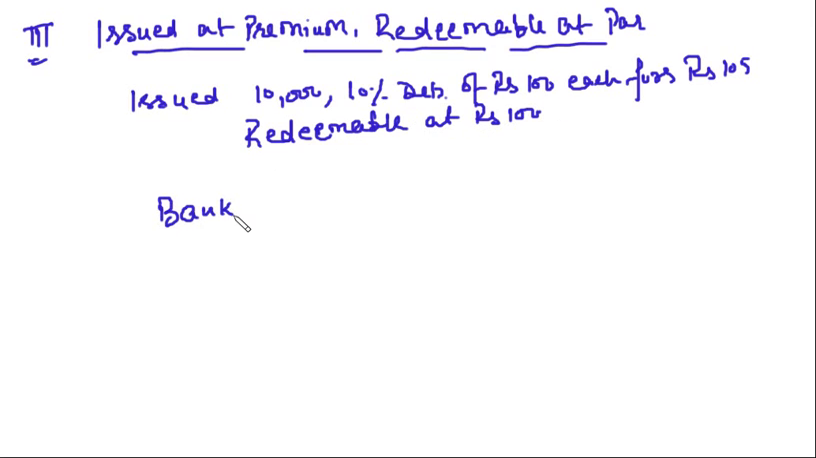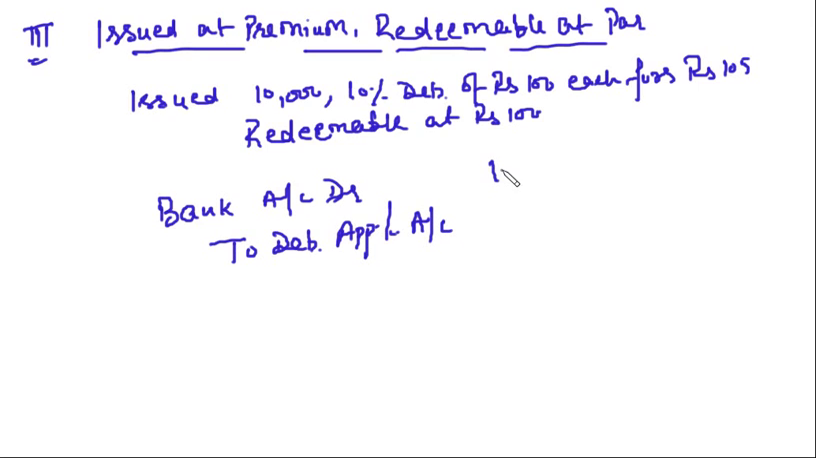Bank account debit to debenture application account, 10 lakh 50,000. This will be the amount: 10,000 multiplied by 105, 10 lakh 50,000.